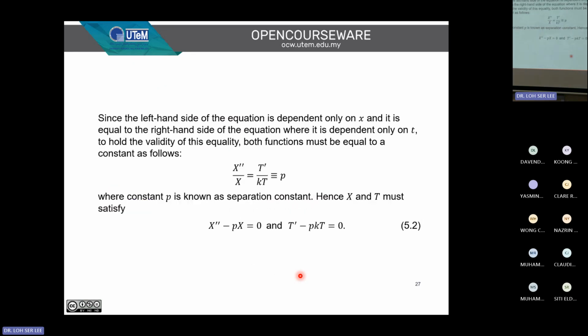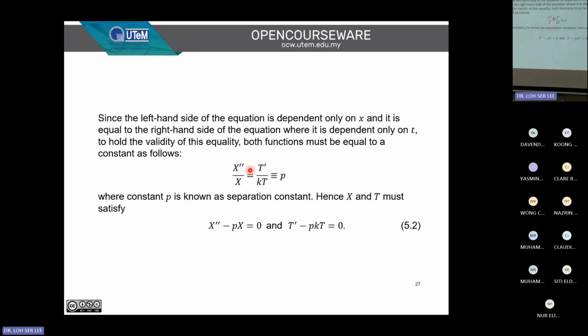Now for this to be valid, this equation will be equal to a constant, and this is known as the separation constant. P is a constant. So x double prime over x equals to P. When x double prime over x equals to P, x moves to the right, you have Px. When you move the Px to the left, you have x double prime minus Px equals to 0.